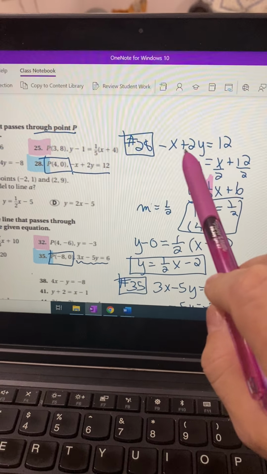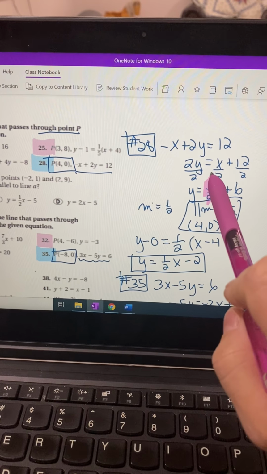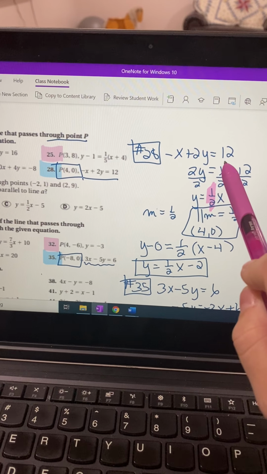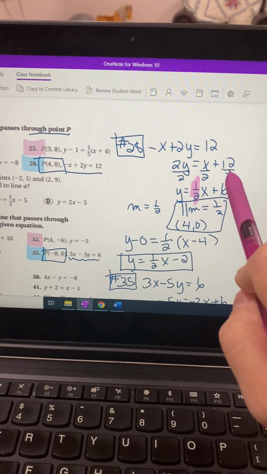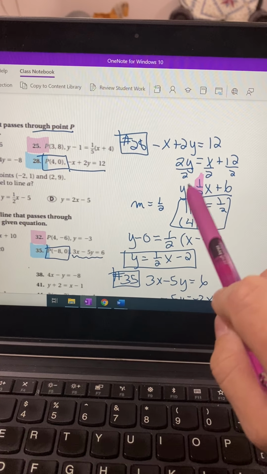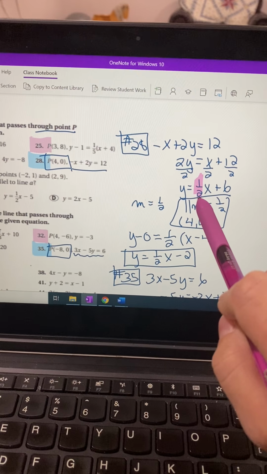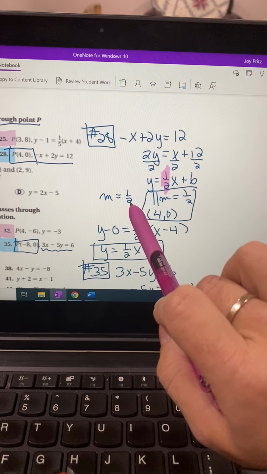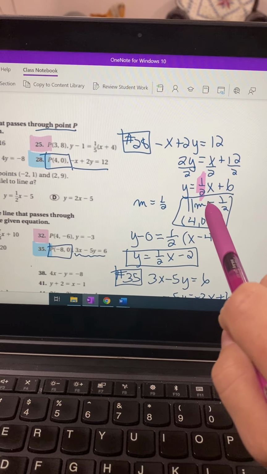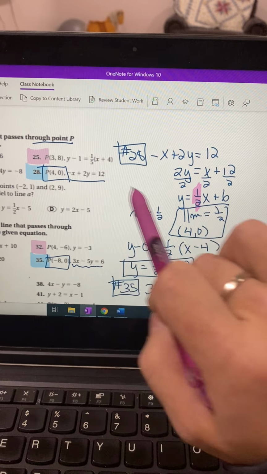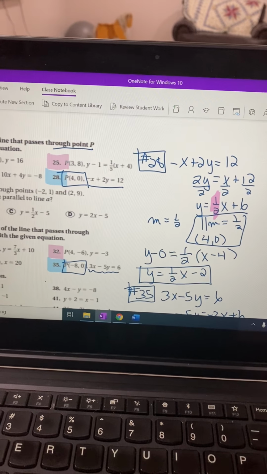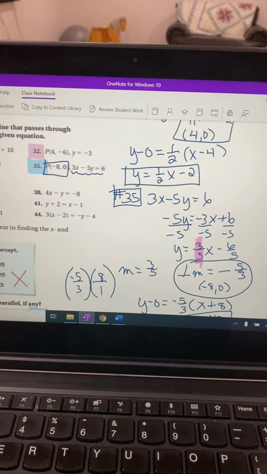So I took this line and I want to rearrange it into a y equals so I can pull out the slope. So I added x to both sides and I got this. Then I divided each term by 2. When I did that, I get this equation and I get the slope is 1/2. So this slope is 1/2, the parallel slope will be the same. So I'm writing a new equation that is parallel to this line, so I'm using this slope, and it goes through this point. So I'm using my point slope formula.